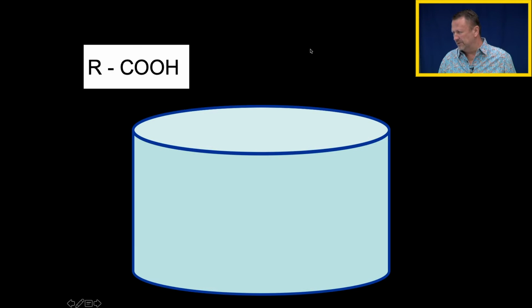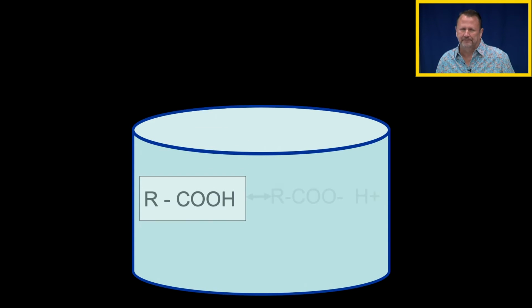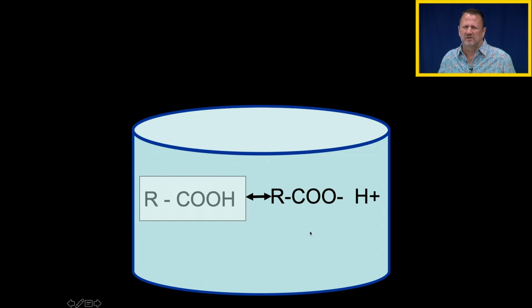So we're going to take this aspirin, or any kind of weak acid, and put it in the water. And what happens? Well, if you take an aspirin and throw it in the water, it's not going to completely dissolve. It'll partially dissolve, but it won't completely dissolve. And so this is what shows us this is a weak acid.